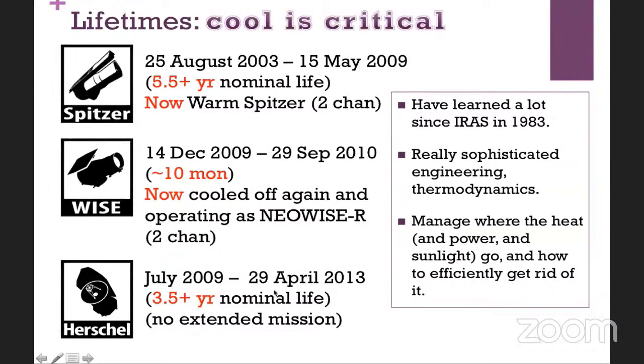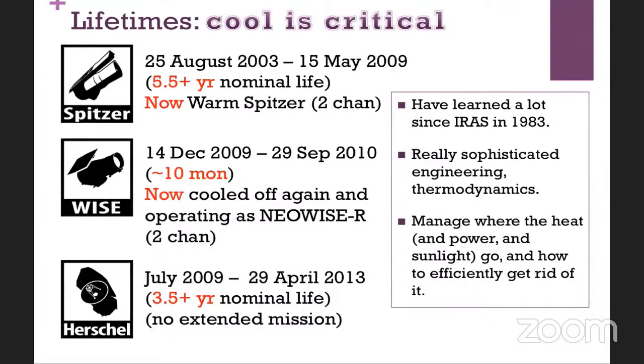Herschel was launched in July 2009 and operated through April 2013. Well, I guess it was launched in May 2009, but it took a little while to get out to the Lagrange point. So it started its regular mission in July 2009 and ran out of cryogen in April 2013. It nominally had a 3.5 year life, and there's no extended mission possible for Herschel. Once there's no cryogen, you can't do any extended mission because the instruments need to be much colder than they can be from passive cooling.